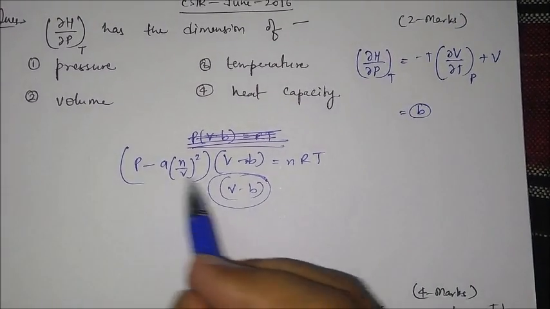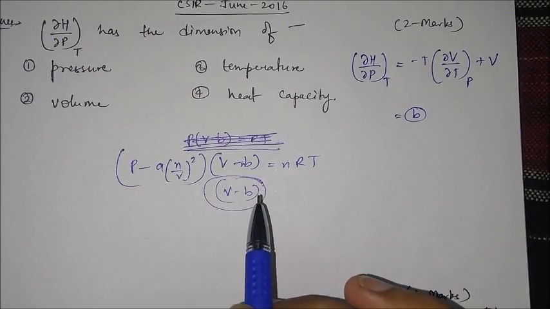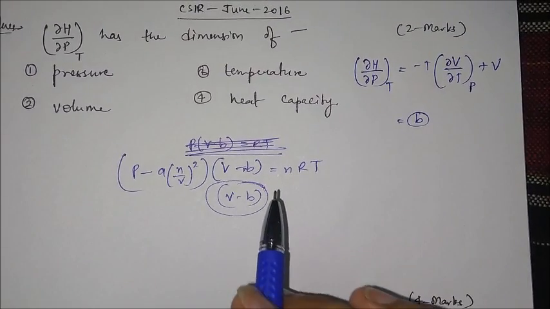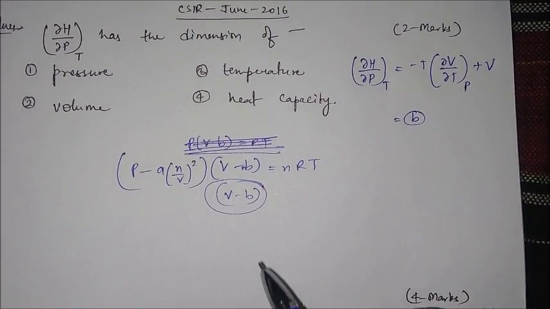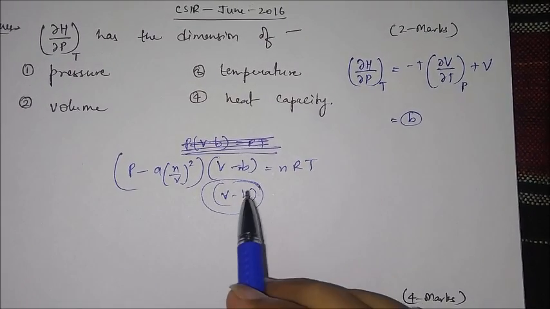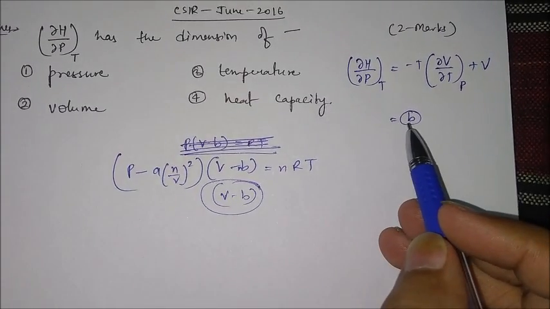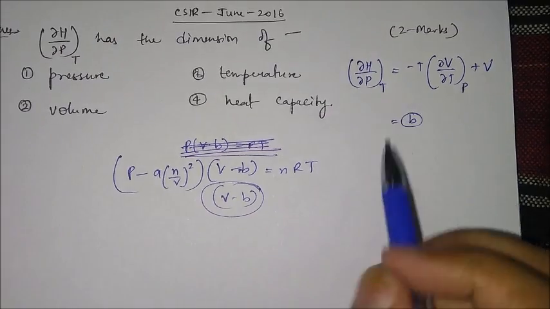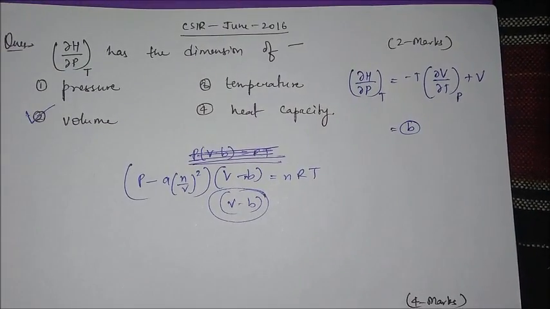Anything in any formula which is added or subtracted must have the same dimension, only then can they be added or subtracted. This is a very basic thing of physics, taught in class 11th. So anything which is added or subtracted will have the same dimension. That means your B will have the dimension of volume. So if B has the dimension of volume, that means ∂H/∂P at constant T also has the dimension of volume. In this way the correct option for this question will be option 2.